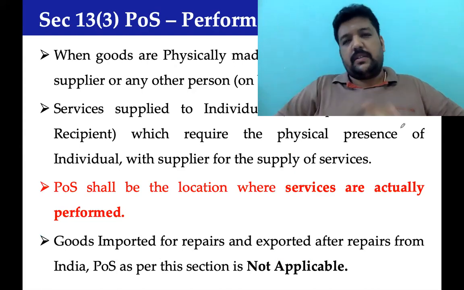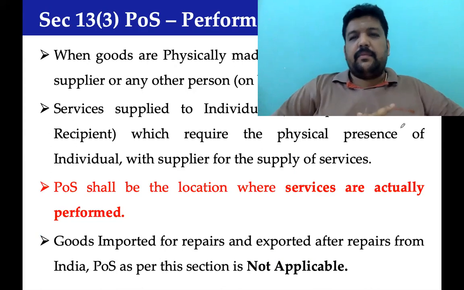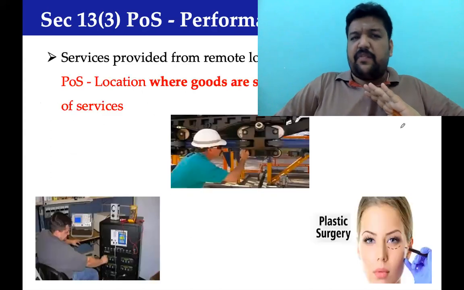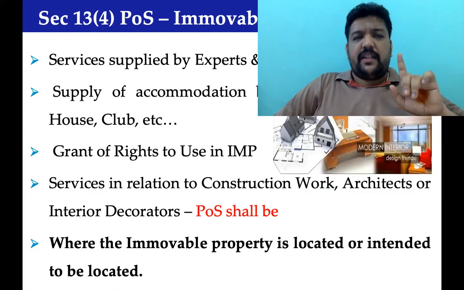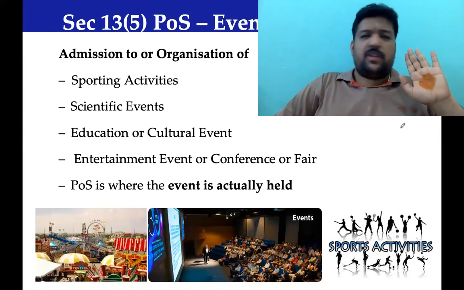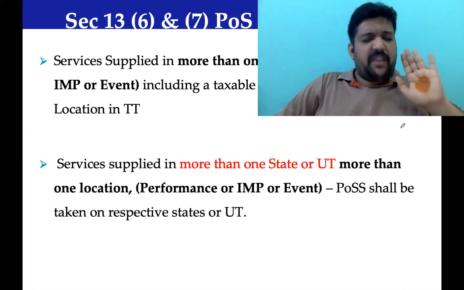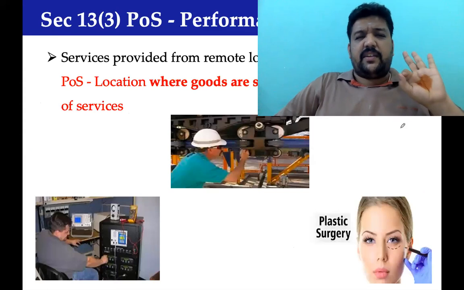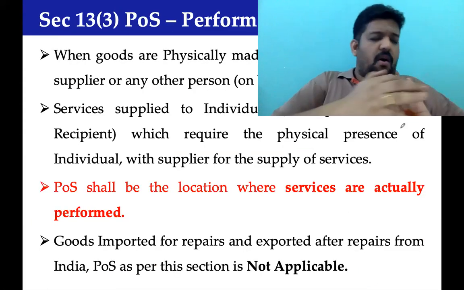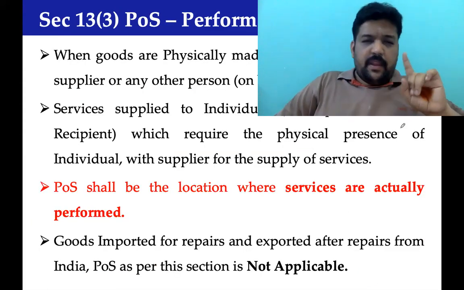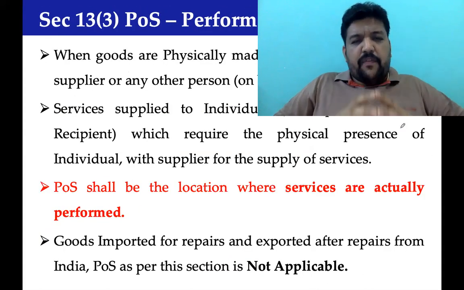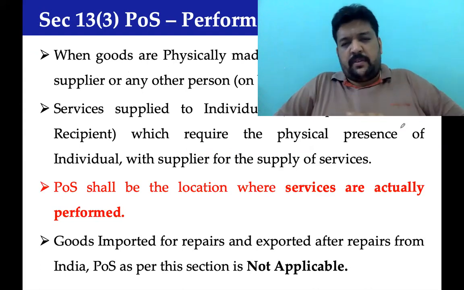Performance-based services. 13.3. My target, let me repeat it. I'm not inclined to complete it full. My target is 13.3, 13.4, 13.5. That's all. Followed by 13.6 and 7 if possible. Otherwise also I'm comfortable with just three targets only, 3 subsections. All 3 are important. To start with, performance-based services.